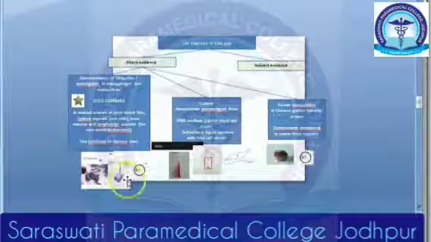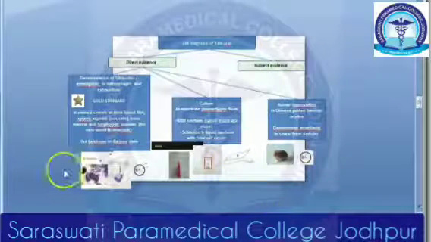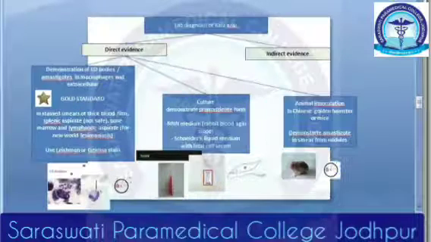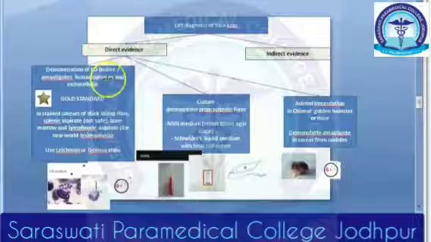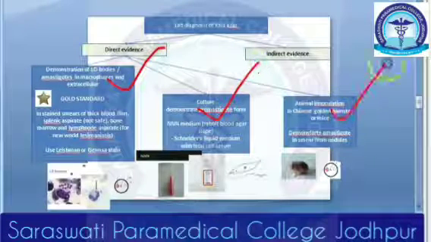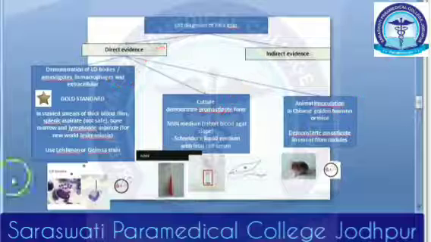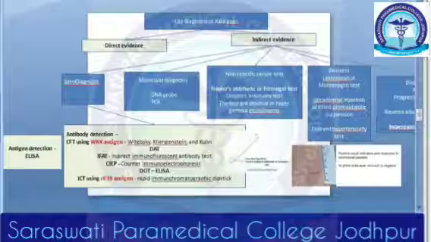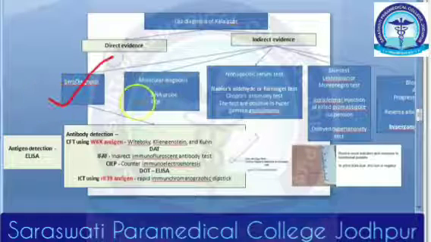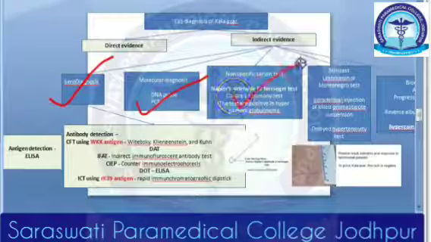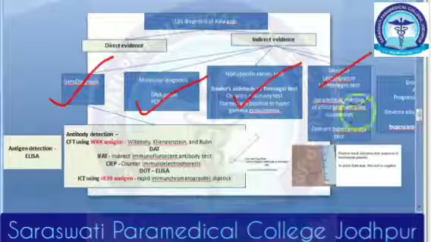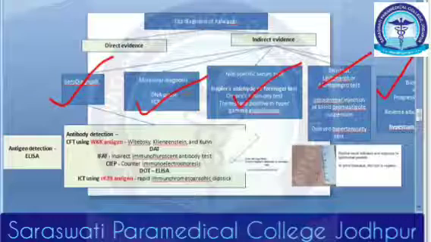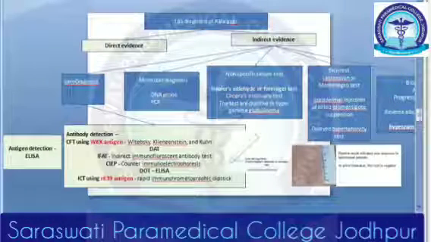We have seen both, the direct and the indirect. So basically in direct, we saw demonstration of LD bodies, culture, animal inoculation. These three we saw. Then in indirect, we have seen antibody and antigen detection, DNA PCR, non-specific hypergammaglobulinemia, skin test, then blood picture where you are seeing anemia, pancytopenia especially. Okay, so that's all in lab diagnosis.